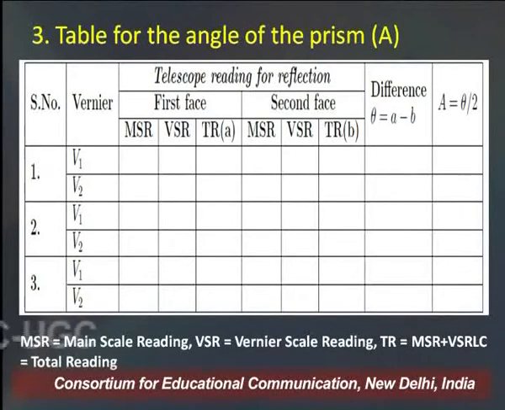That is the telescope reading. Now we take the difference, that is theta is equal to A minus B, and A is equal to theta by 2. Now the difference we will calculate.